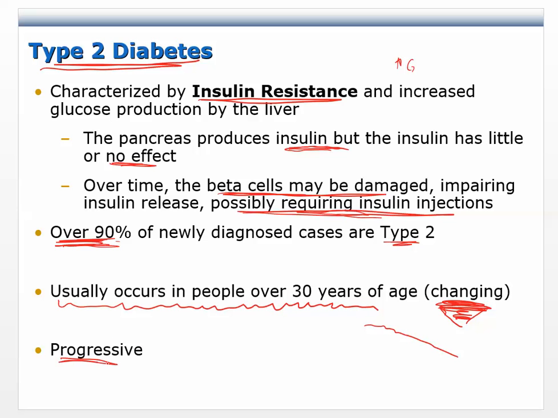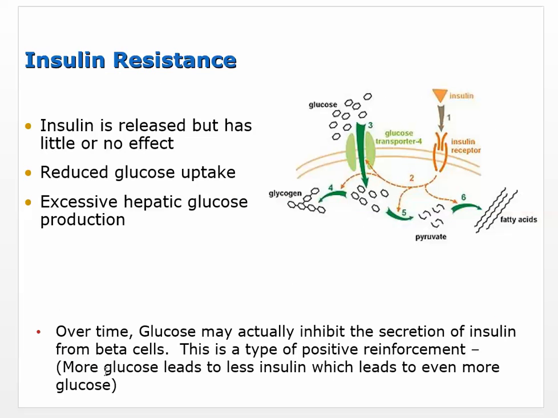And it's progressive. So once you are diagnosed with type 2 diabetes, your chances of getting rid of it are very, very low. But the chance that it's going to get worse is pretty high, unless you really take steps to stop that progression.